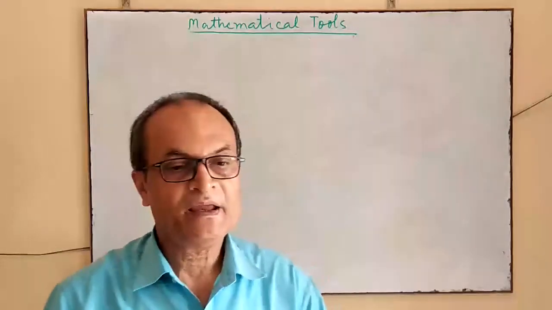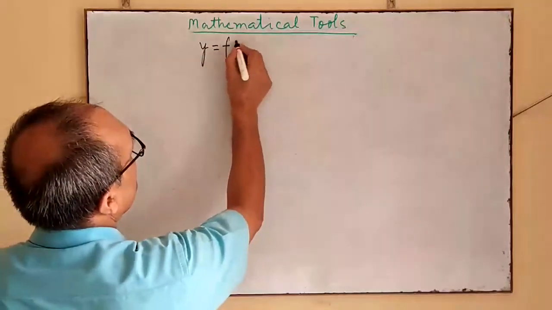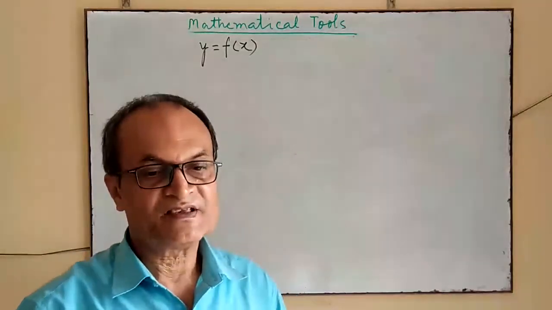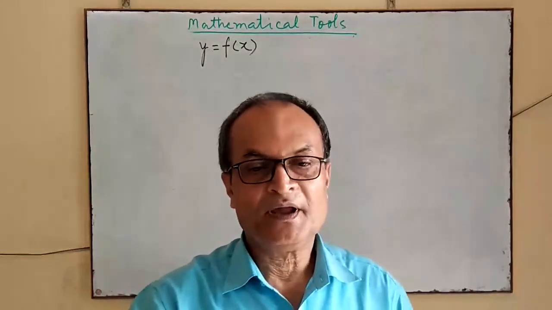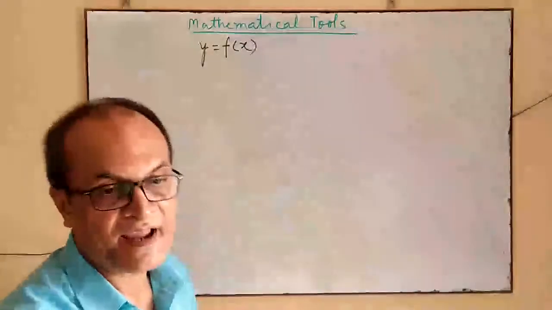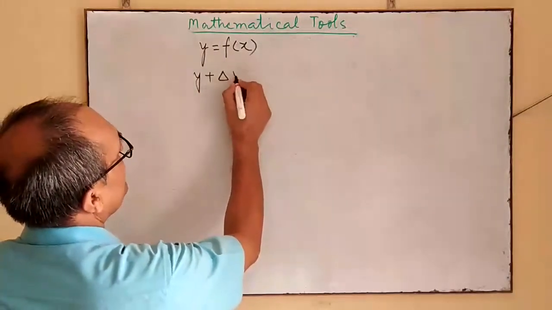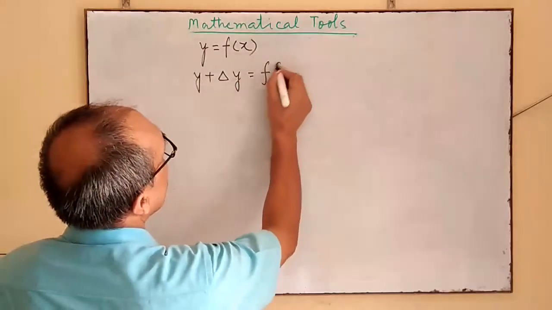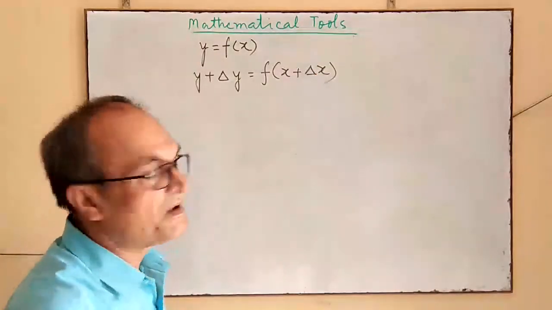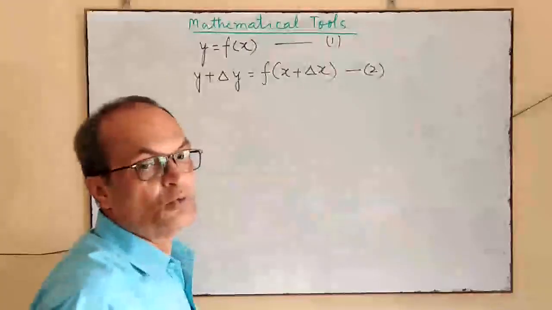Let y be a function of x. So y equals f(x), and delta x is the small change in x and delta y is the corresponding change in y. Then this equation can be modified like that here. This is equation number 1 and this is equation number 2.